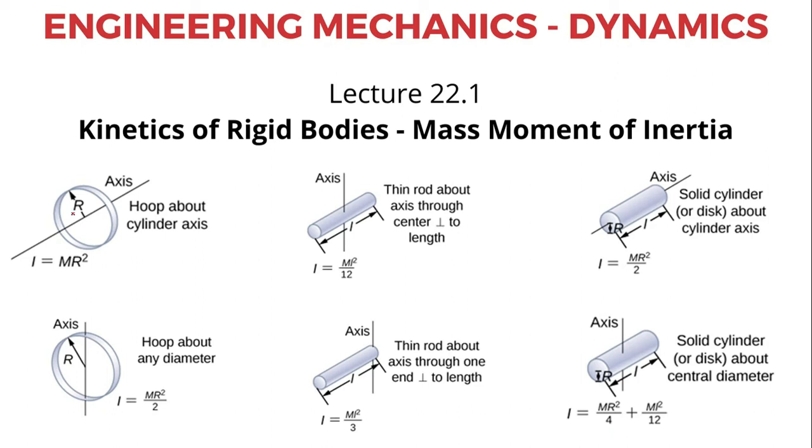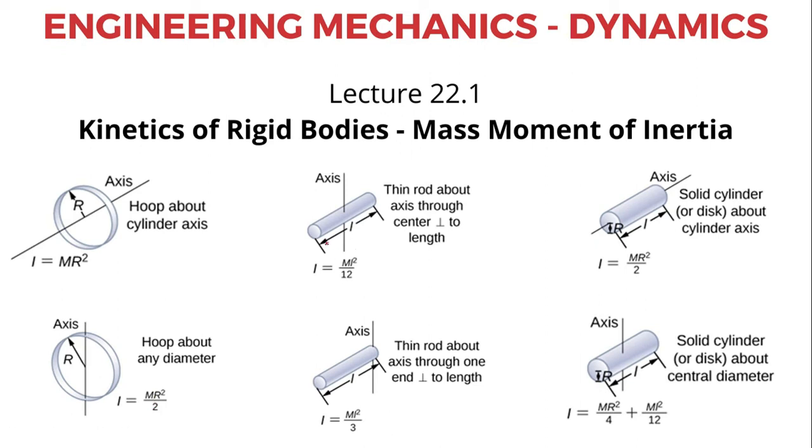Now on the leftmost side you have a hoop of a cylinder, and the moment of inertia with respect to an axis that passes through the center of that hoop is I equals m r squared. Then the same hoop, but instead of the central axis we have the axis that passes through the diameter. In this case the corresponding value of moment of inertia becomes m r squared by 2.